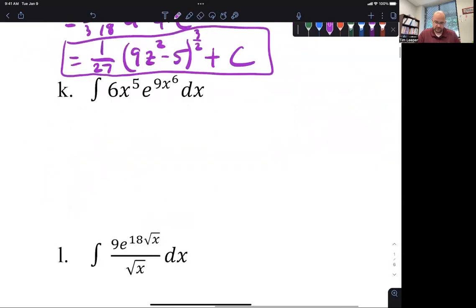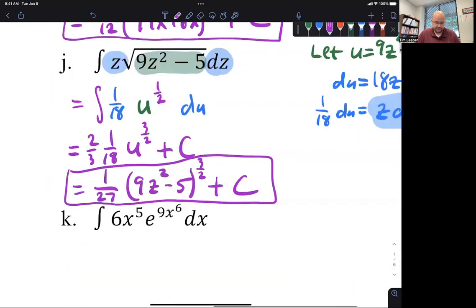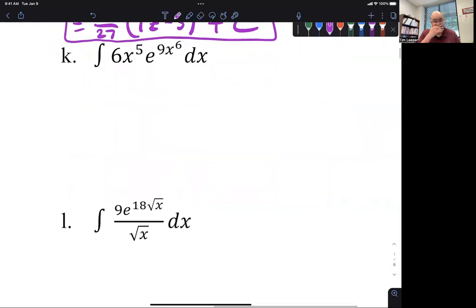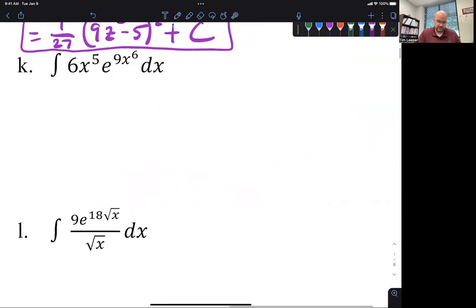Now for k. K is the integral of 6x to the 5th e to the 9x to the 6th dx. Now notice that our exponent here is more than just some constant times a variable. So it's more of a function of x. It is a function of x before, but this is even more so.